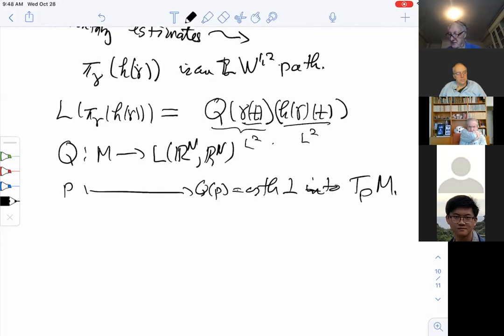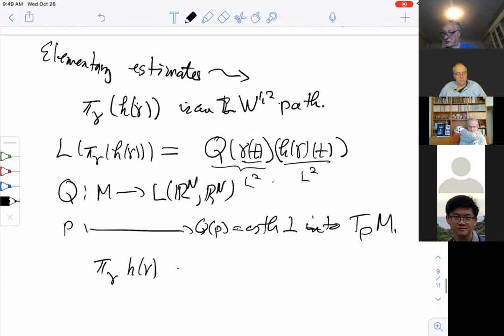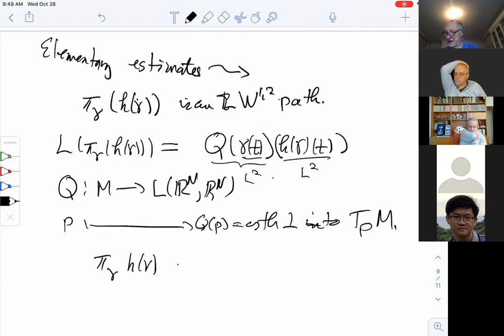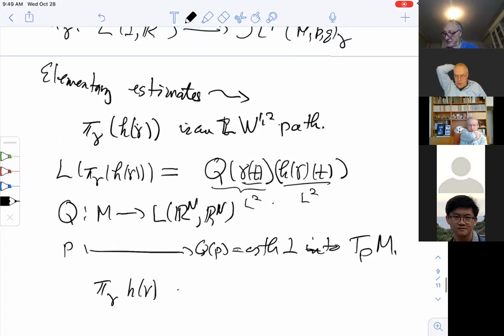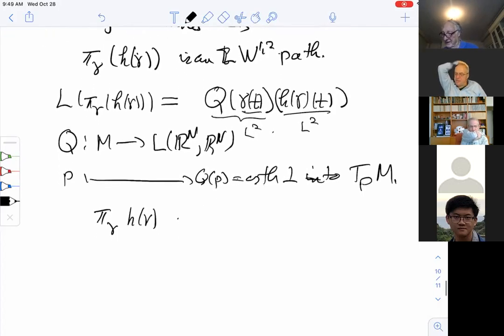Okay, so pi sigma H. See, this is funny. H was perpendicular to the derivatives of tangent vectors. And here I'm projecting H not onto the space of derivatives, but onto the closure of the space of paths. And I get a nice function. Anyway, so this is an L2, is a W12 path.